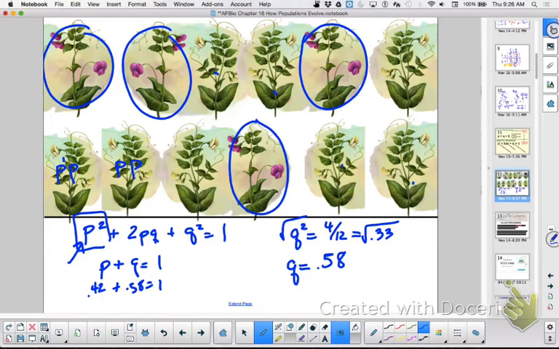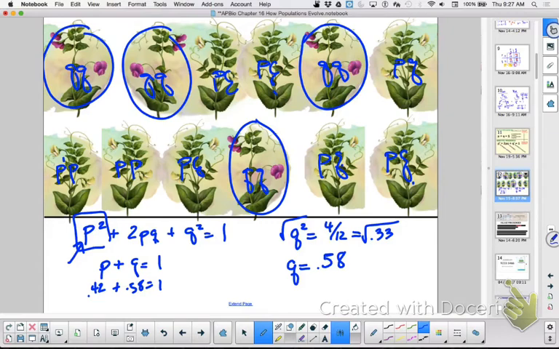Then the rest of these must be what? PQs, right? That's got to be a PQ, that's got to be a PQ, this is a PQ, this is a PQ, because I know these are Q squareds, right? The pink ones, these. I know they are because that's the only way they can express that trait. Okay, check with BioBuddy, see how they feel.